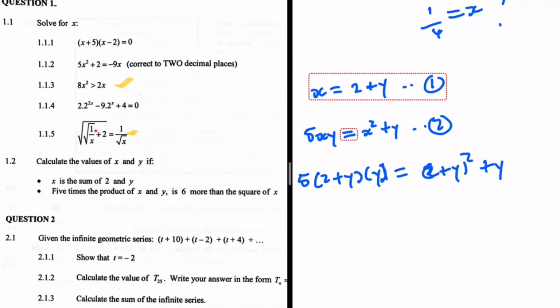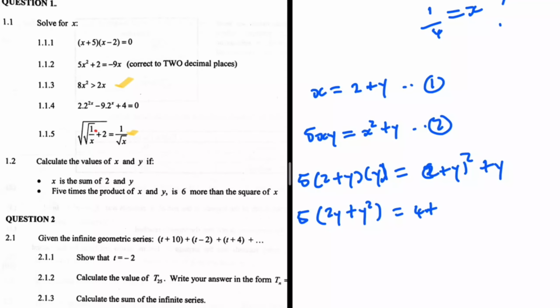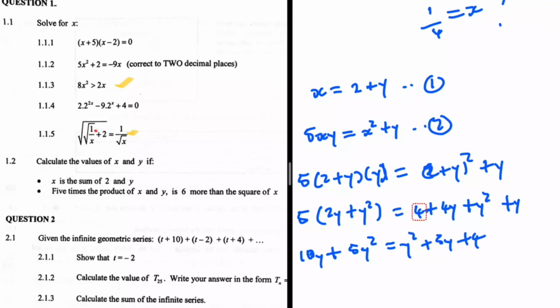So we have 5, 2 multiplied by y, that is 2y, and then y multiplied by y, that is y squared. This equals 2 multiplied by 2 is 4, 2 multiplied by y is 2y, you multiply that by 2, you get 4y, plus y squared plus y. So we get 10y plus 5y squared equals 4 plus y squared plus 5y plus 4. So 5y squared minus y squared, that is 4y squared. And then 10y minus 5y, that is plus 5y. And then minus 4 equals 0.